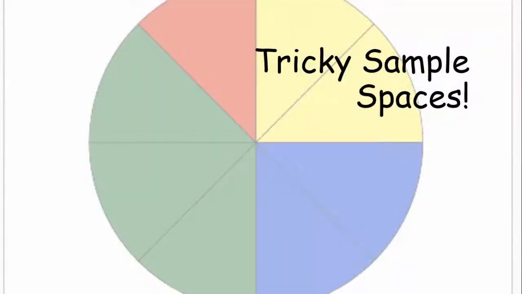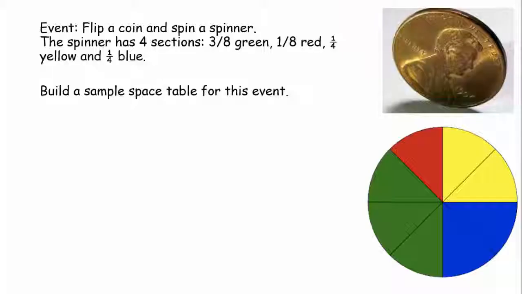We've looked at sample spaces before and used tables to figure them out. Let's look at a tricky example though. In this one, we've got a spinner, but notice how the sections are not the same size as each other. This changes things quite a bit. Heads or tails is still pretty obviously 2 even chances.